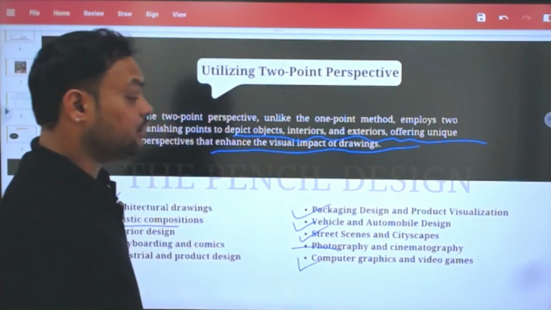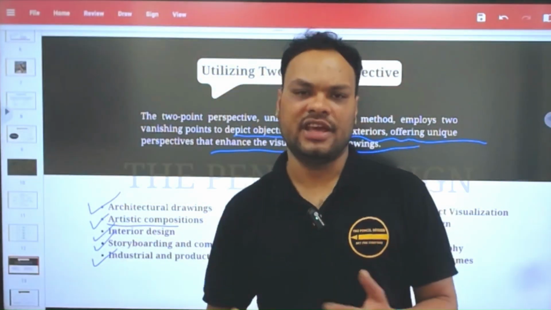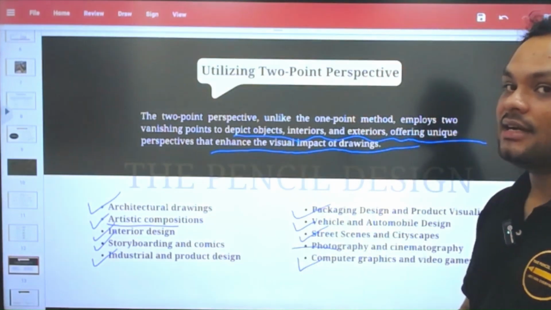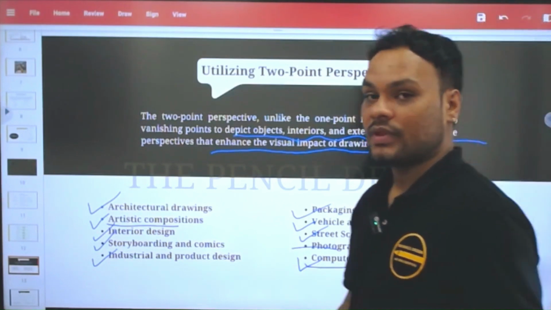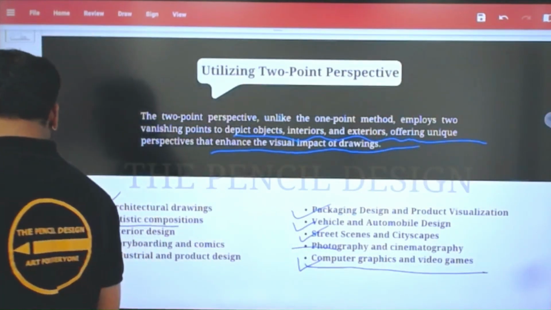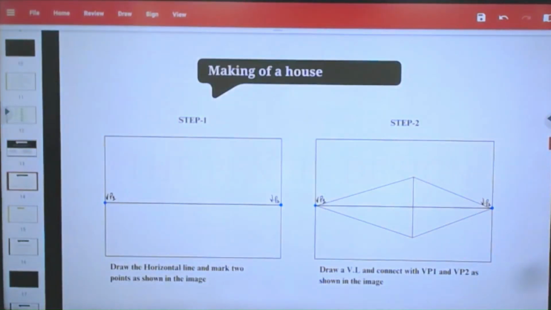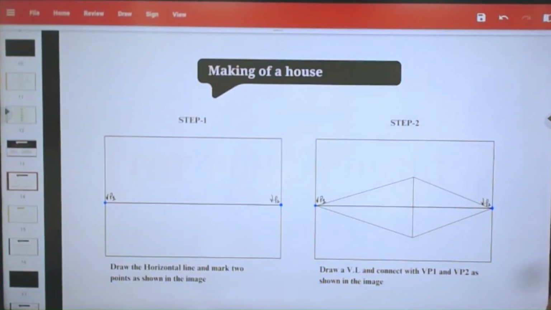Computer graphics and video games. The backgrounds you see in Call of Duty, and there are a lot of games. That background is created by the designers when they know the perspective part very well. Right? So getting to the next part of it, the practical method, making of a house by using 2-point perspective.